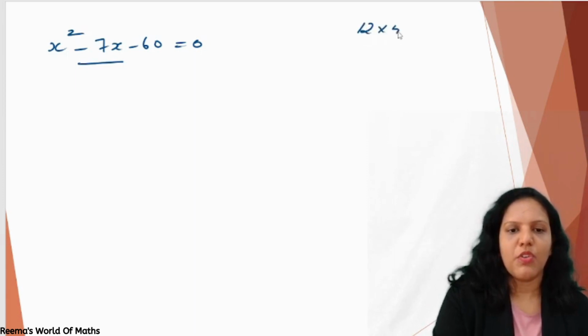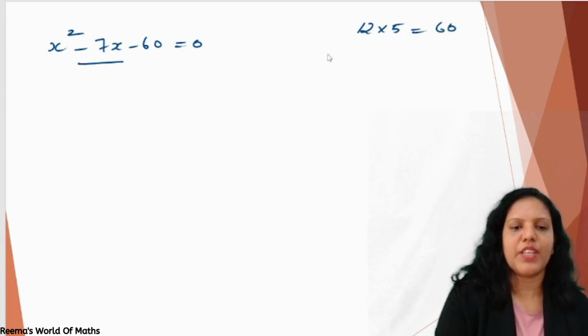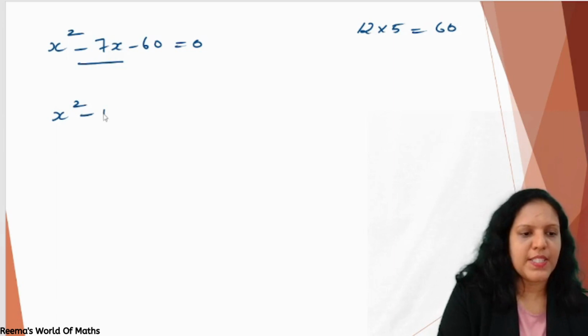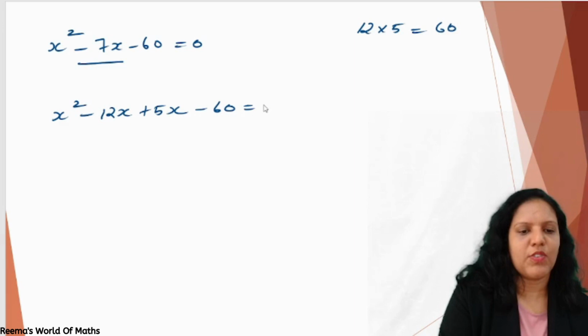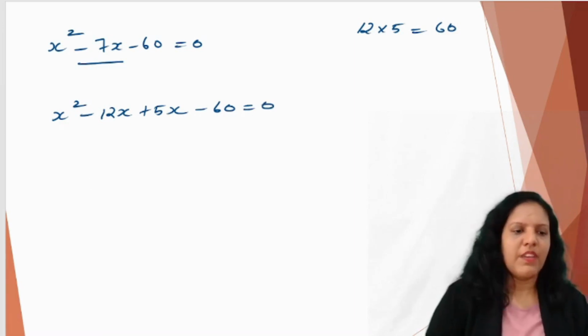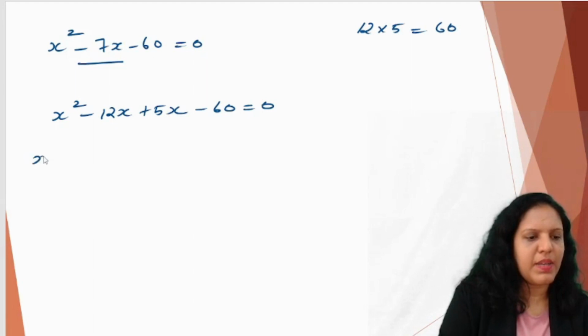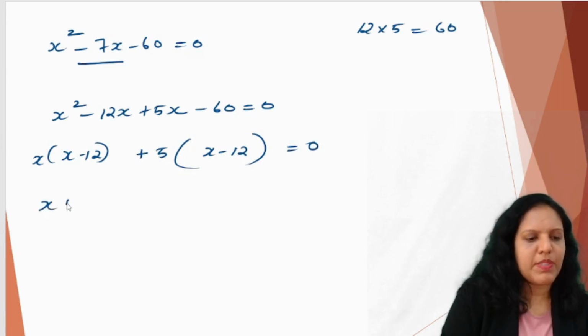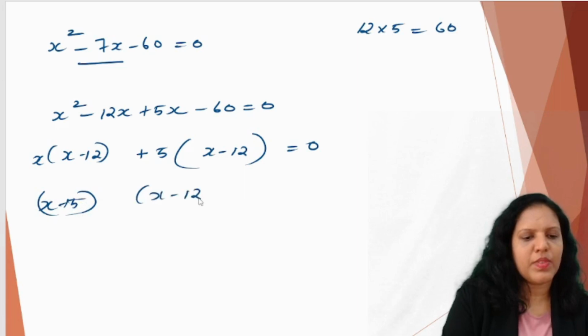12 times 5 equals 60, correct? And we can use 12 and 5 to split minus 7. So that will be x squared minus 12x plus 5x minus 60 equals 0. Correct? So we take x common from the first two terms, x multiplied by x minus 12, and x minus 12 is common, so plus 5. Equals 0. So that will be x plus 5 multiplied by x minus 12 equals 0.